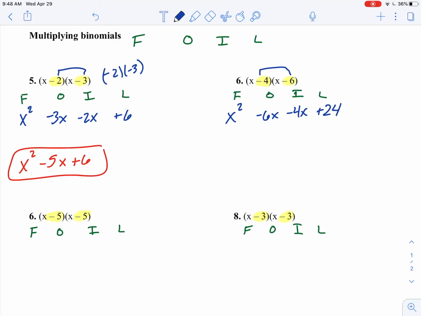So let's combine our like terms. Right in the middle here, I've got x squared, negative 6 minus 4 is negative 10, plus 24. So I'd like you guys to pause the video and try these last two, and then we'll go through these together.